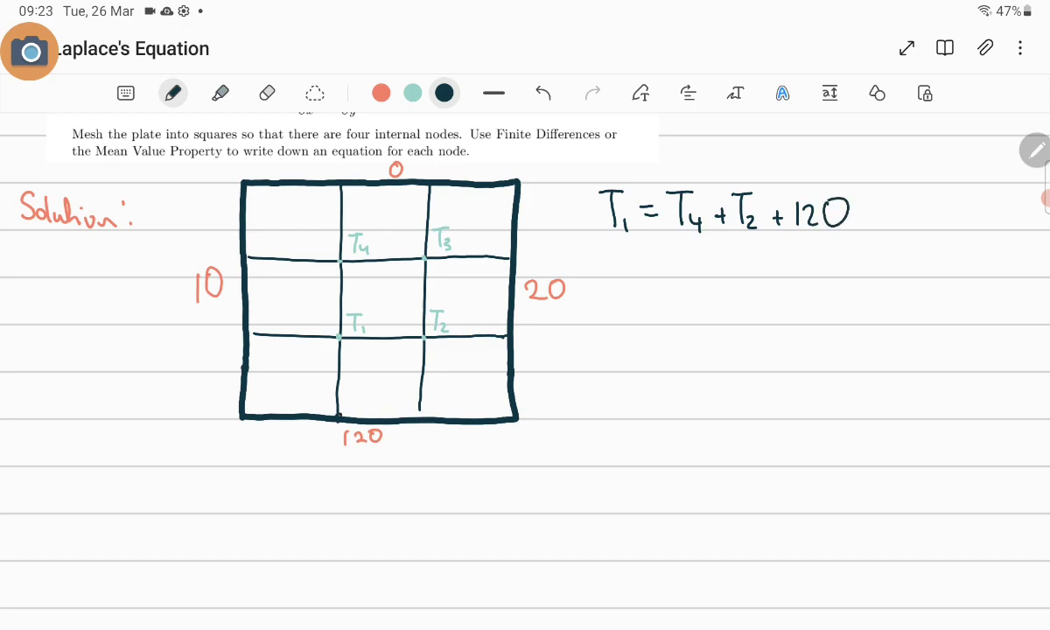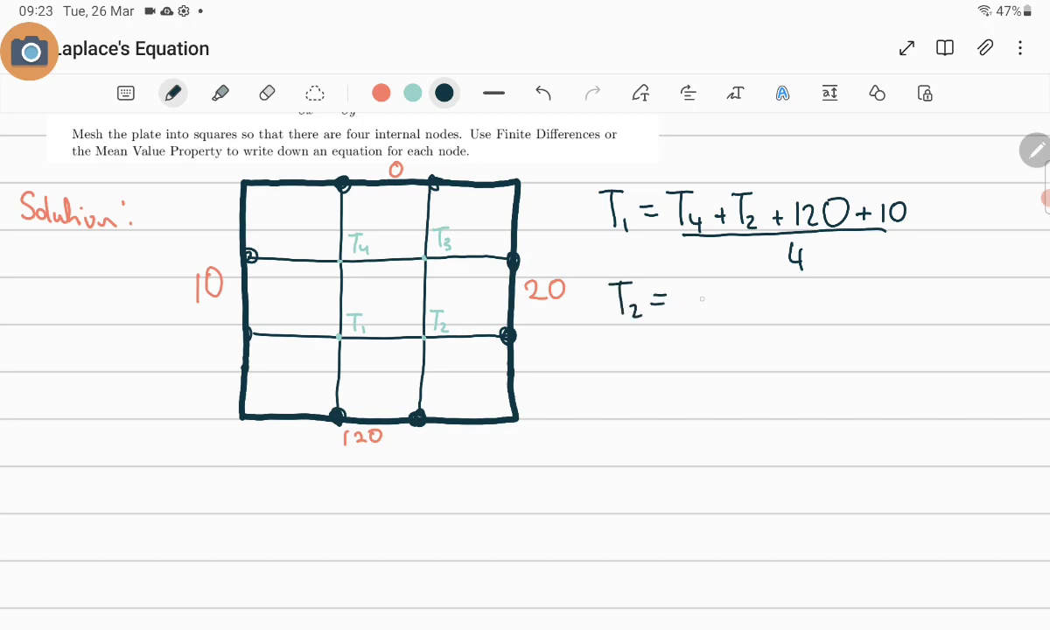Now specifically I'm talking about this node here, but both of these are 120. Both of these are 20. Both of these are 0. Both of these are 10. So plus 10, 120 plus 10 divided by 4. And do it for the 4 of them.